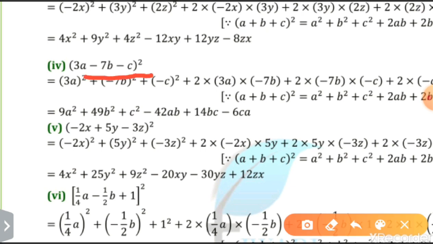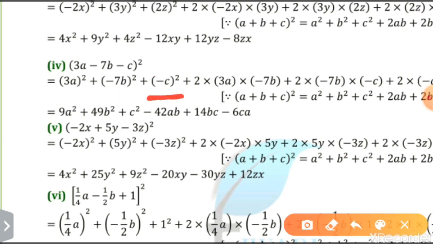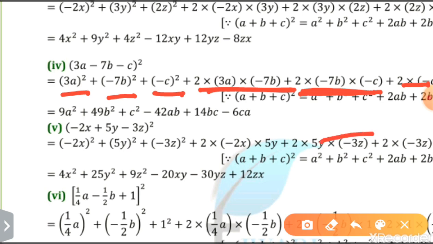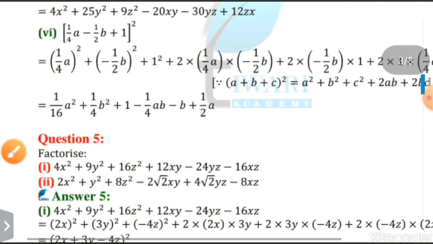See, this is 3a, but in place of the y square, you will write minus 7b square. In place of z square, you will write minus c square. In 2xy, in place of y you will write 7b every time, and in place of z you will write minus c every time, and thus you will apply the same formula: x square plus y square plus z square plus 2xy plus 2yz plus 2zx. You will solve it, and you will get this final answer. And similarly you will do all the questions.